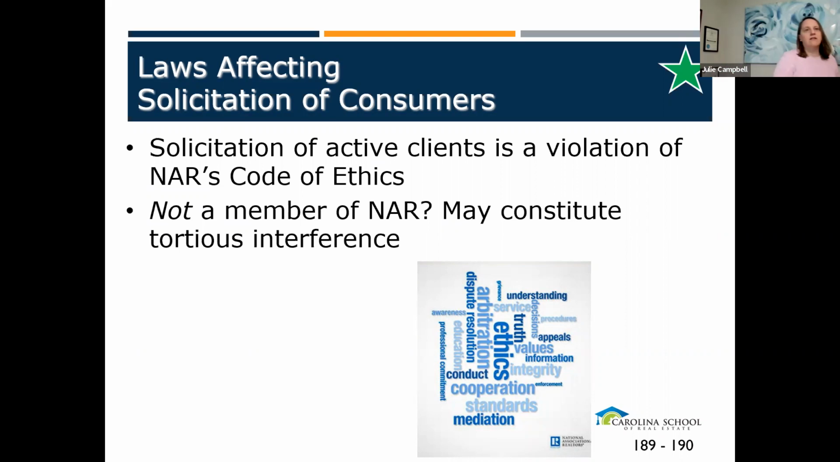We can't do that. As a buyer, you guys ever been to an open house? And the agents ever asked you, are you working with an agent? Anybody ever had that? Have you ever been asked that before? We're not being nosy. We're asking because if you are working with an agent, we're going to respect that. We're going to honor the fact that you're working with that agent.